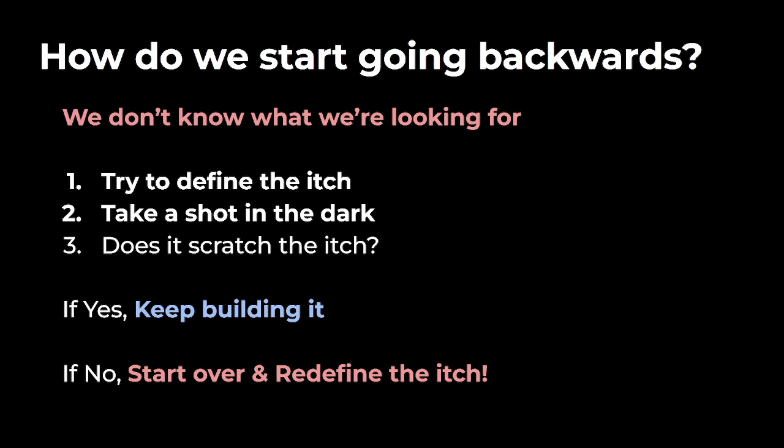So how do we start going backwards? We don't know what we're looking for, so we have to try and define the itch. We have to think, like, where on us is this itch, right? We have to take a shot in the dark and see if it scratches the itch. If it does, we keep building it. If it doesn't, we start over and redefine the itch, and we go through this process over and over. And we'll talk about some kinks in this armor later and why this isn't a foolproof plan.